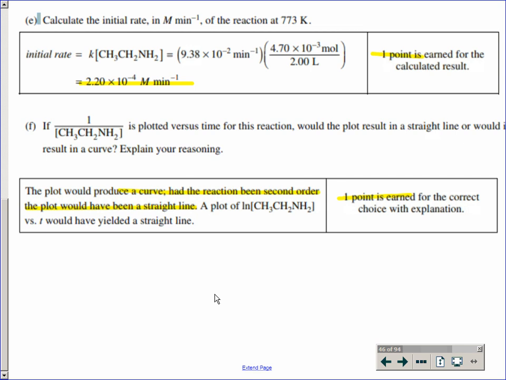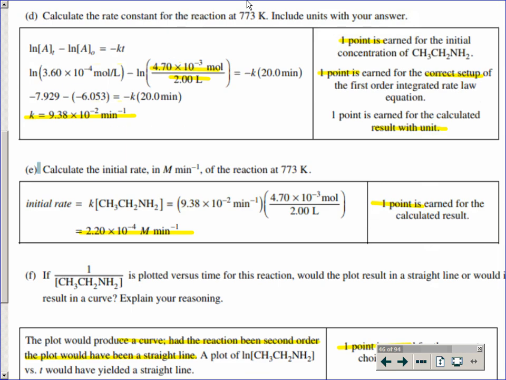So you got 1 point with an explanation, right? So you did have to give it a little bit, but the plot would produce a curve. Had the reaction been second order, the plot would have been a straight line. It's not, because the plot of natural log of ethylamine versus time would yield a straight line, which we don't have a graph for that, but we know that first order should be the straight linear regression. And that was, I think, a 5-point question as well. So write down how many points you got out of 5.